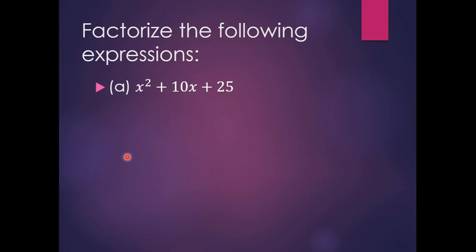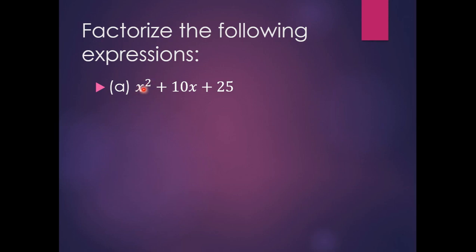So now we have to factorize this expression. This is a trinomial, and when there is a trinomial, we first of all observe whether the first term is a perfect square or not. Here x square is the perfect square, and whether the last term is a perfect square or not. We should observe first and last term. First term is a perfect square, last term 25 is also a perfect square.